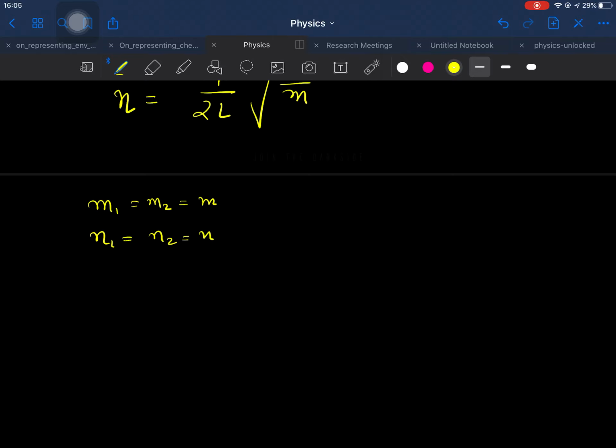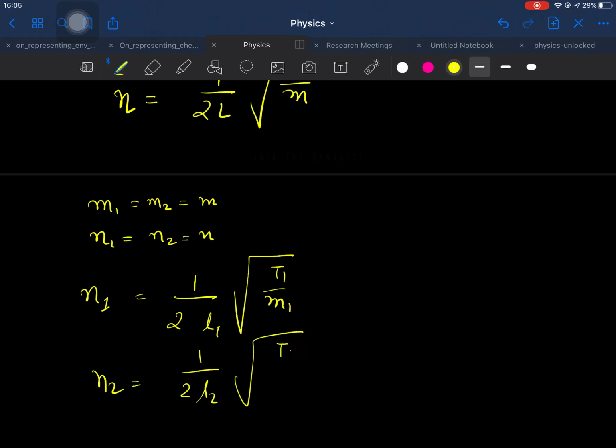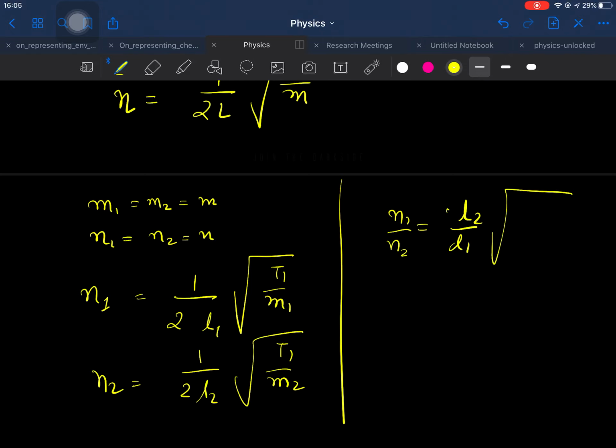So having this information, can we just write N1 is equal to 1 upon 2 L1 root of T1 by M1, and N2 is equal to 1 upon 2 L2 root of T2 by M2. Now if I want to calculate the ratio, I can write N1 by N2 is equal to, what is it, 1 upon, so the 2 goes away, and it becomes reciprocal, L2 by L1 and square root of T1 by T2 and M2 by M1. So try to write in this format, it is actually very helpful.